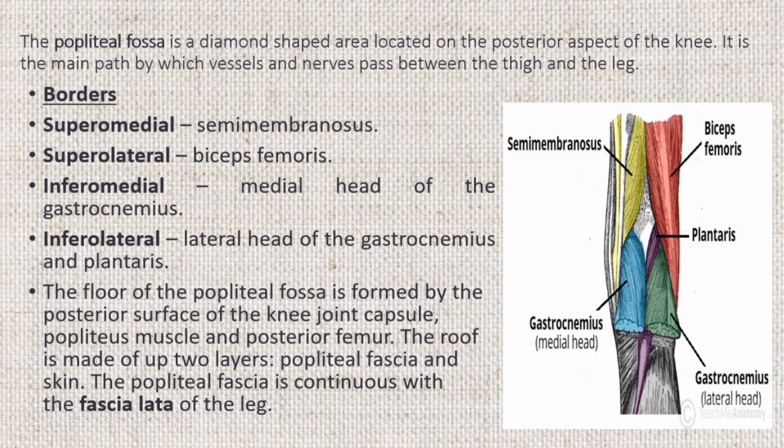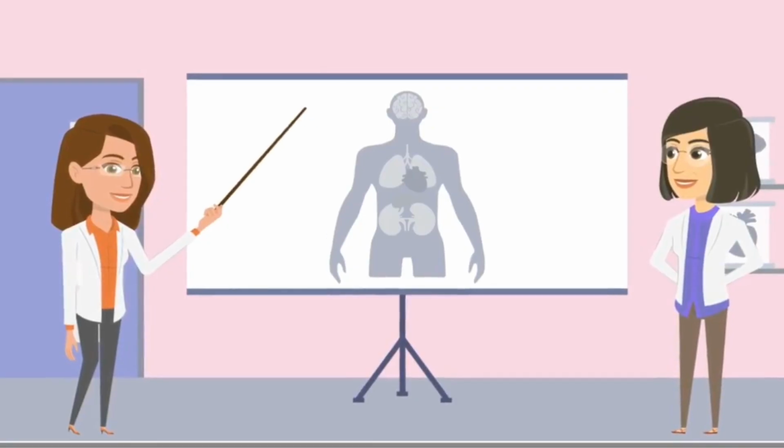The floor of the popliteal fossa is formed by the posterior surface of the knee joint capsule, popliteus muscle and posterior femur. The roof is made up of 2 layers, popliteal fascia and skin. The popliteal fossa is continuous with the fascia lata of the leg.